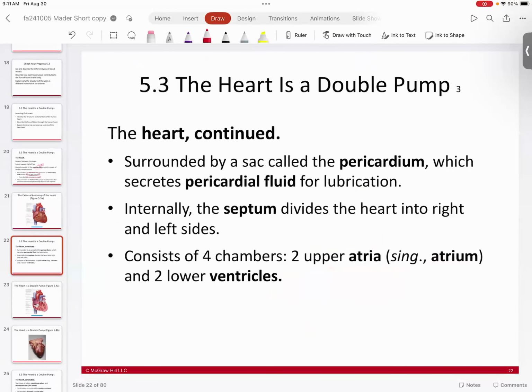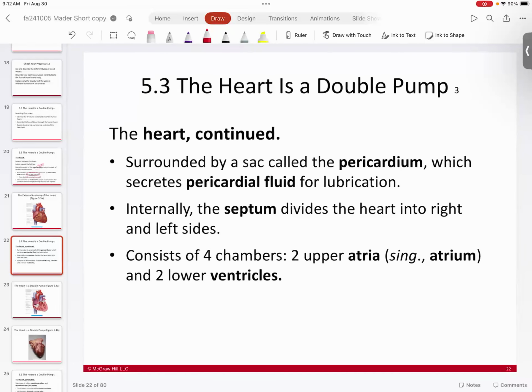So here's the parts of the heart. First of all, around the heart, what you're going to see is a little sac called the pericardium, which essentially secretes pericardial fluid for lubrication because your heart's always moving. Internally, if you cut it in half, there's what's called a septum that divides the chambers into right and left sides. It has 4 chambers. We have a 4-chambered heart with 2 atria on the top and 2 ventricles on the bottom.